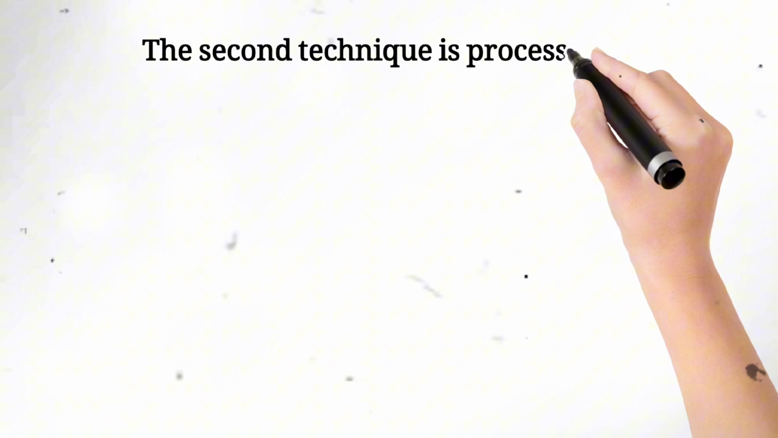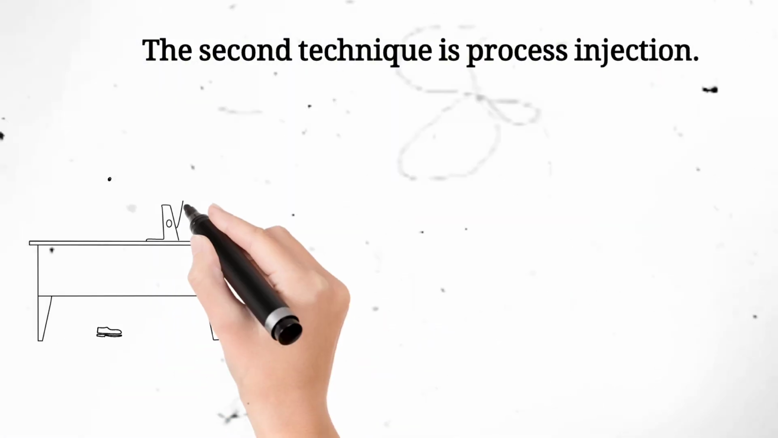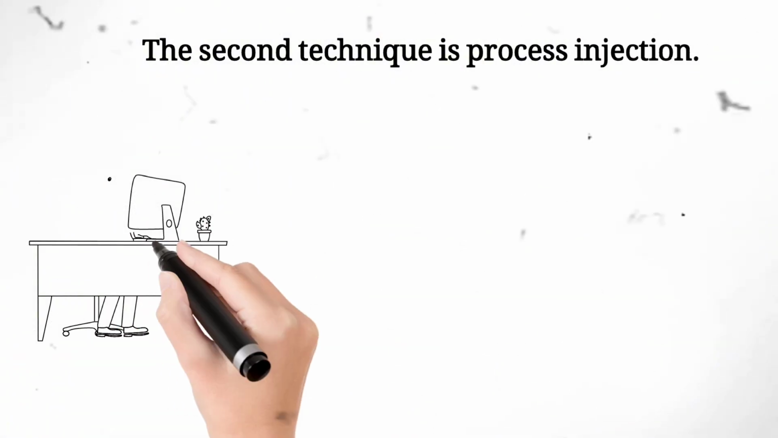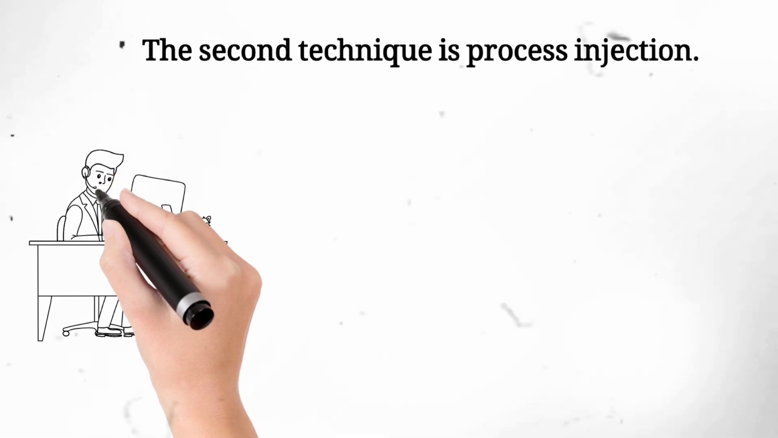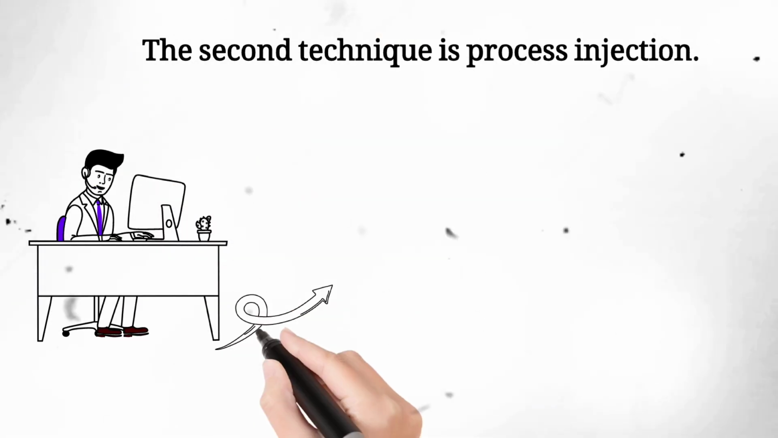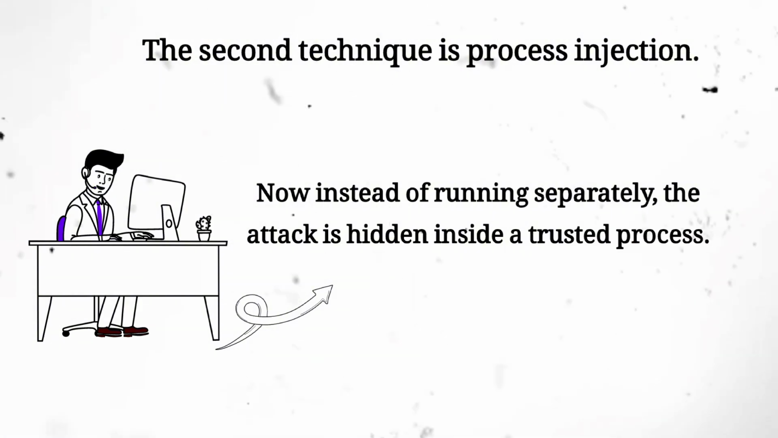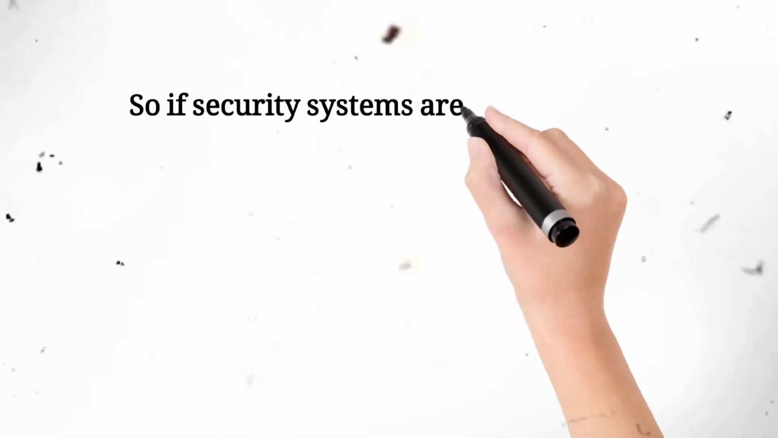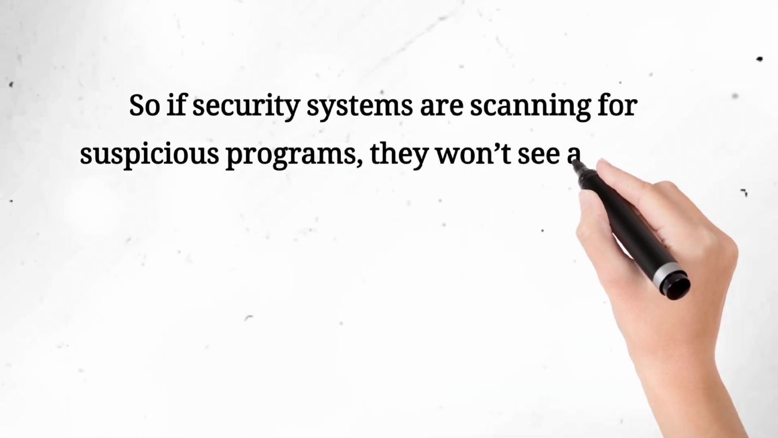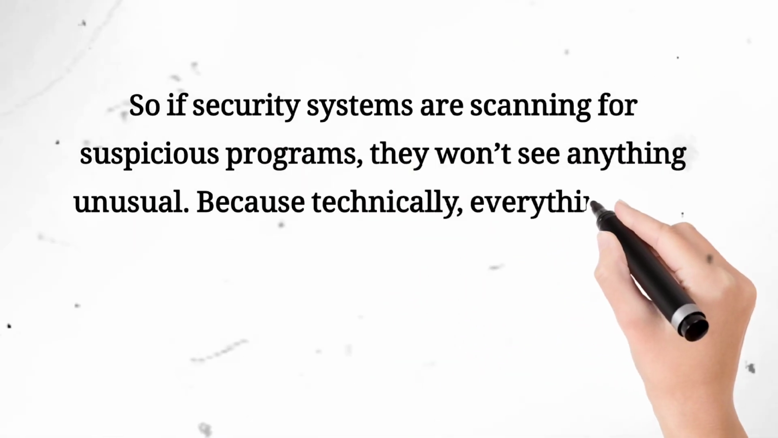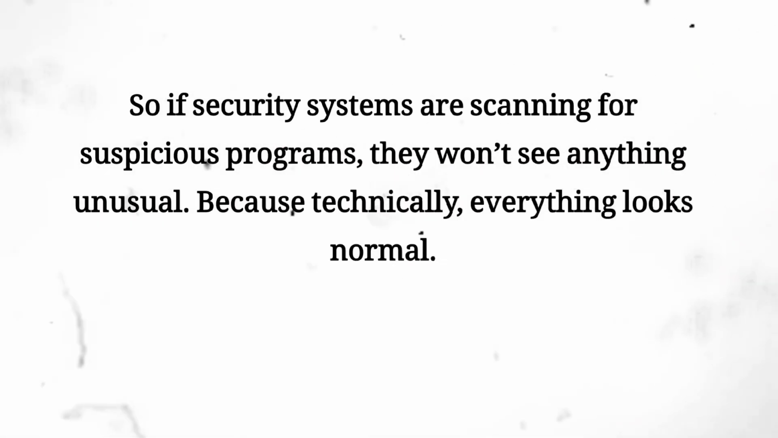The second technique is process injection. This is where attackers take a legitimate program that's already running, something safe like your browser or a system process, and inject their malicious code into it. Now, instead of running separately, the attack is hidden inside a trusted process. So if security systems are scanning for suspicious programs, they won't see anything unusual, because technically everything looks normal. But behind the scenes, something else is running.